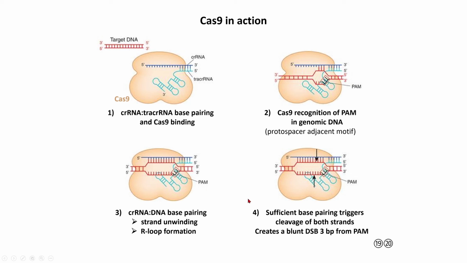When it's got far enough, then the cleavage domains of Cas9 are activated, and the Cas9 systems used in most laboratories create a double strand break, which is blunt ended, and it cuts 3 bases away from that PAM sequence. So very predictable cleavage.